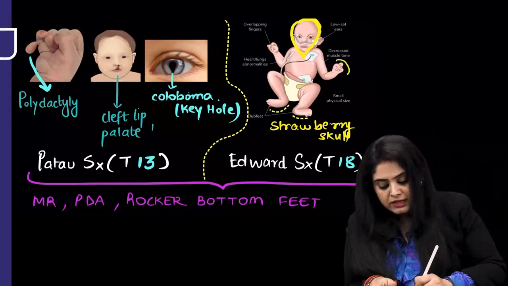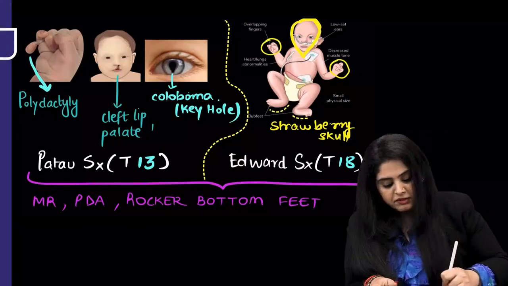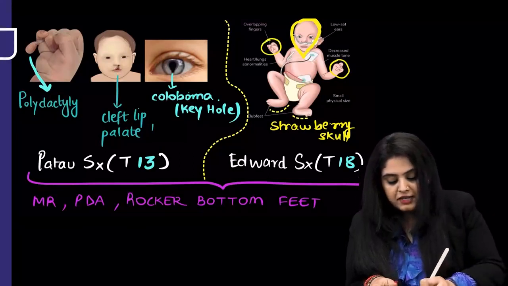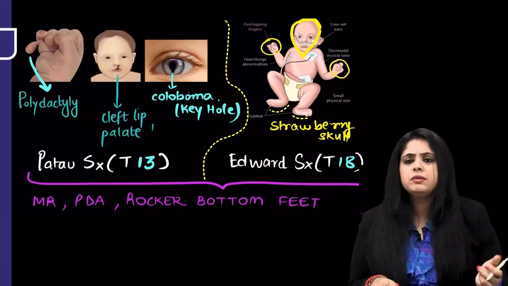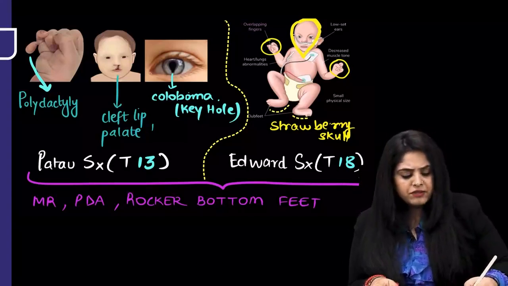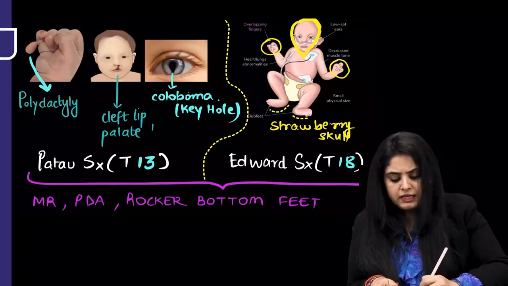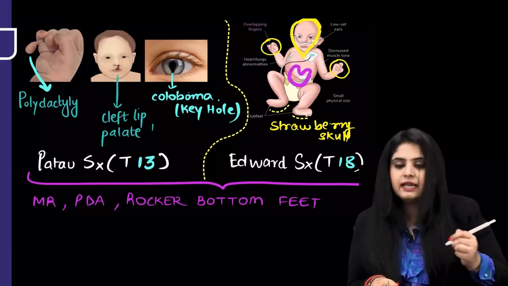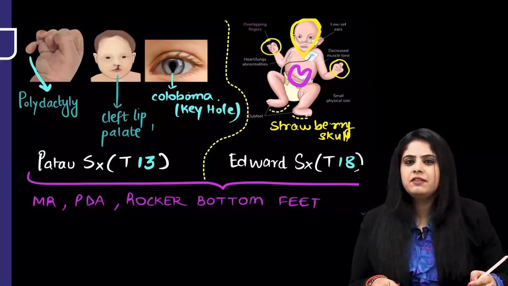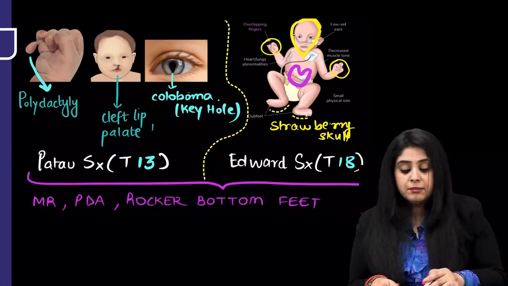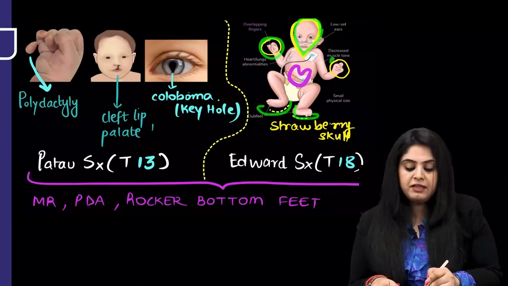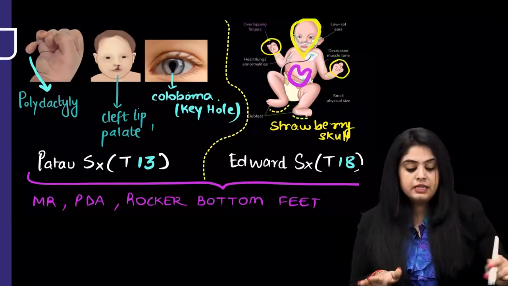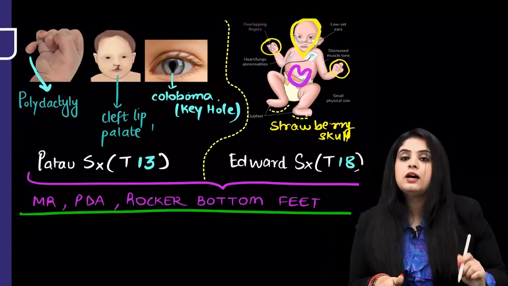Other than that, look at their fingers. They have the very famous overlapping fingers, and rocker bottom feet, as I have anyway told you. Some of them can also have some problem in the kidney. Sometimes a horseshoe kidney is also noted. These are other developmental abnormalities noted. But remember that strawberry skull and rocker bottom feet with overlapping fingers are very, very important. These were to do with the two, Patau and Edward.